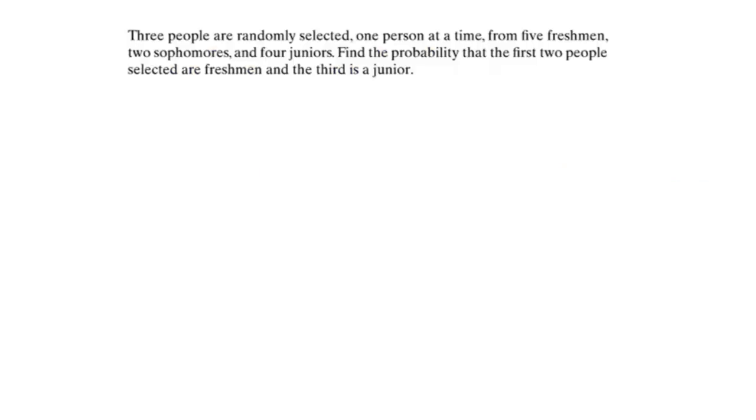This problem demonstrates "and" probabilities with dependent events. So 3 people are randomly selected, 1 person at a time, from 5 freshmen, 2 sophomores, and 4 juniors. Find the probability that the first 2 people selected are freshmen and the third is a junior.